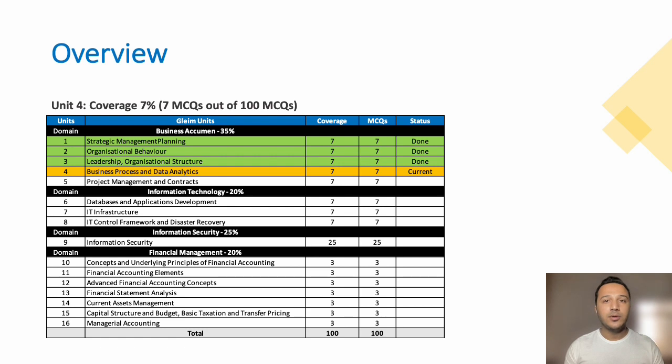Overall, in the CIA Part 3, we have 4 domains: business acumen, which comprises 35% of the syllabus. Then we have information technology, which is 20%, information security, which is 25% and has only 1 unit, and then financial management, which covers 20%. So overall, this makes up 100%.